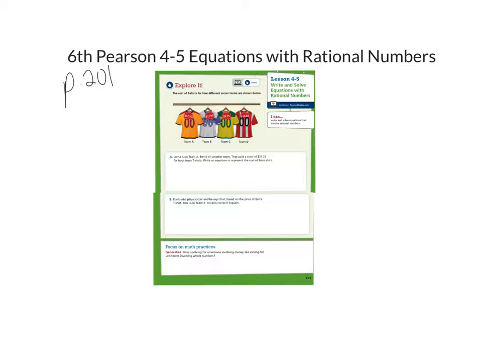So in this lesson, we're going to talk about how we would solve with rational numbers. The steps are going to be exactly the same as what we've been doing. It's just that we will have some fractions and decimals that we'll be working with on these problems.